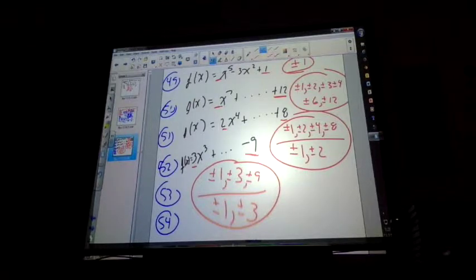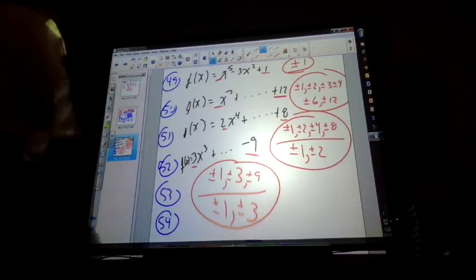And where this would become a big pain is, let's say you had 64x to the 5th, and then your constant's 48. All the factors of 48 over all the factors of 64, you're talking 40 different factors. Okay. So if there's no coefficient, it would just be over plus or minus 1, which means you don't have to do that. Is that right? And then 53 and 54 are done the exact same way.